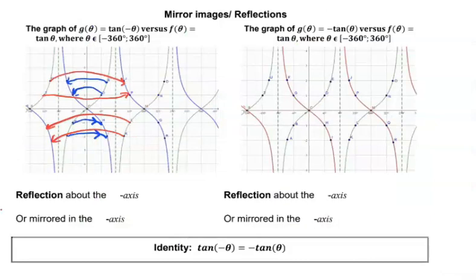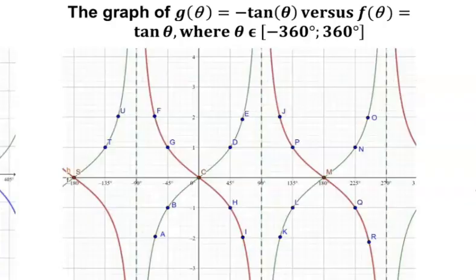So we see that in this case, tan of minus theta is the reflection about the y-axis of the original function tan theta, or it's mirrored in the y-axis. If I now look at the other graph, which is negative tan theta, our a value is now negative 1. That means we are changing the y values. Each y value becomes negative what it was before.